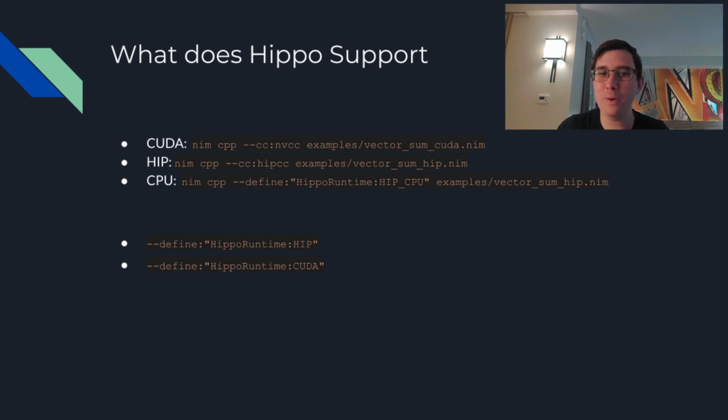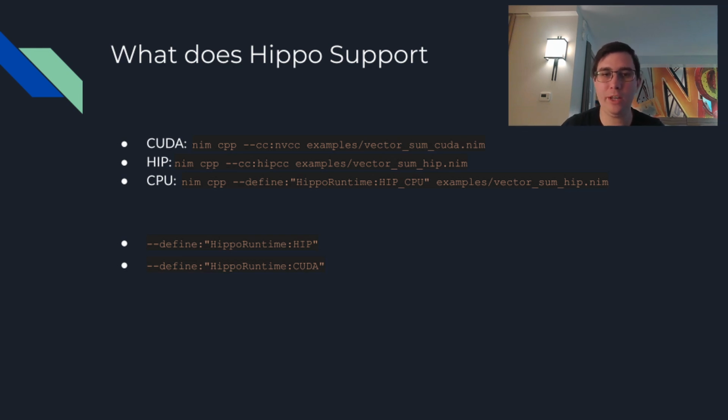Hippo supports multiple ways of running your Nim code. It supports both CUDA and HIP, so you can work with NVIDIA or AMD. It also supports running HIP on the CPU, which is extremely handy for debugging, or also for running your code on a platform that does not have a supported GPU.